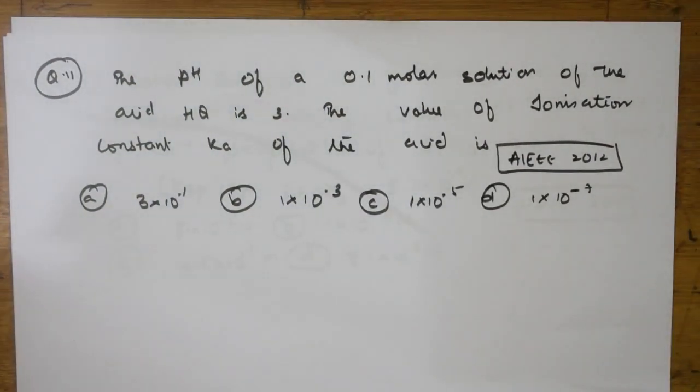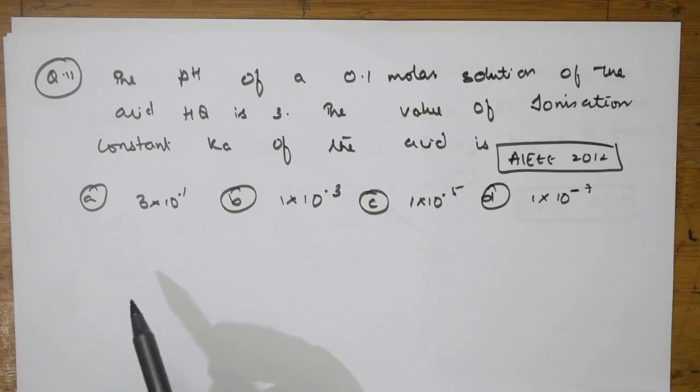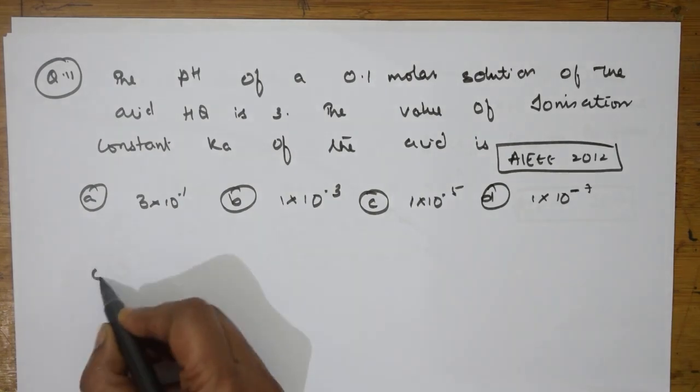Right, let's come back and see the next question. This is a 2012 AIEEE question. The pH of a 0.1 molar solution of the acid HQ is 3. The value of the ionization constant Ka for the acid is, they've given us four options. I need to find Ka for HQ.